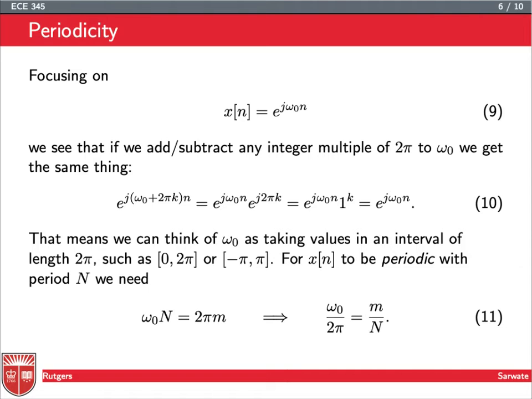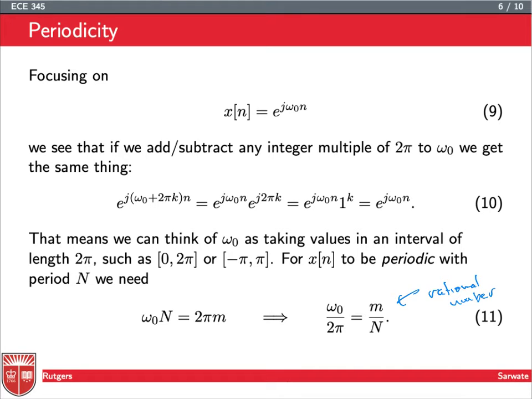And so for x[n] now to be periodic, we need that there's an integer capital N such that I multiply omega naught by N, so that as I go omega naught, N times, I look at time capital N, that I essentially get back to where I started, or rather it gets to a multiple of 2 pi. So we need that omega naught N, capital N, is equal to 2 pi m, which means that omega naught over 2 pi has to be a rational number. It has to be some m over capital N. So this is a rational number.